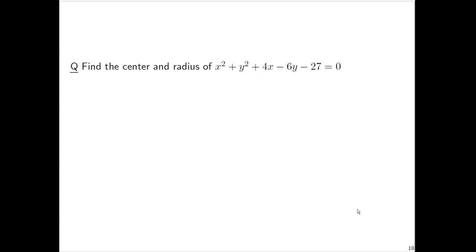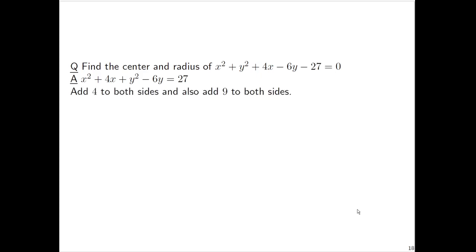Okay, let's find the center and radius of x squared plus y squared plus 4x minus 6y minus 27 equals 0. I think that minus 27 on the left side is getting in the way, so we'll just start by adding 27 on both sides. And then shuffle the order of the terms as well, so you'll notice that slight change on the left side. So it's x squared plus 4x first, and then y squared minus 6y second.